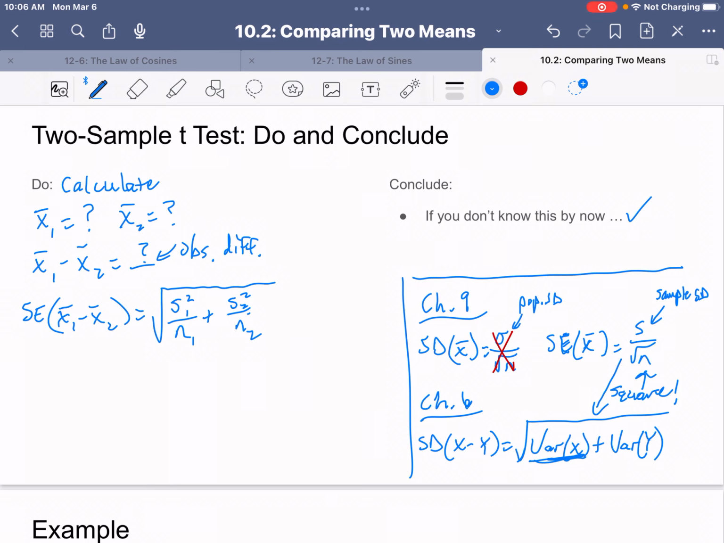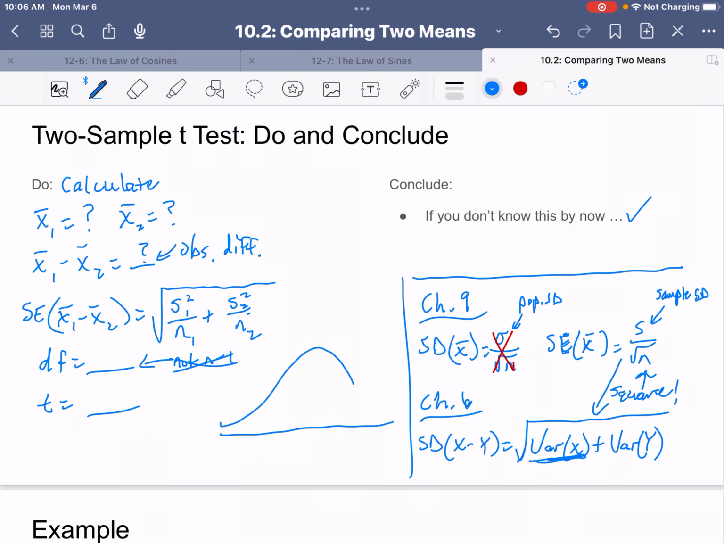Okay, and then of course, since we're doing a t-test, you still want to report your degrees of freedom. Now, I have to tell you that the degrees of freedom is not n minus 1 here. Let the calculator tell you the degrees of freedom. It's much too complicated to worry about. And of course, calculate your t-score and draw your picture.